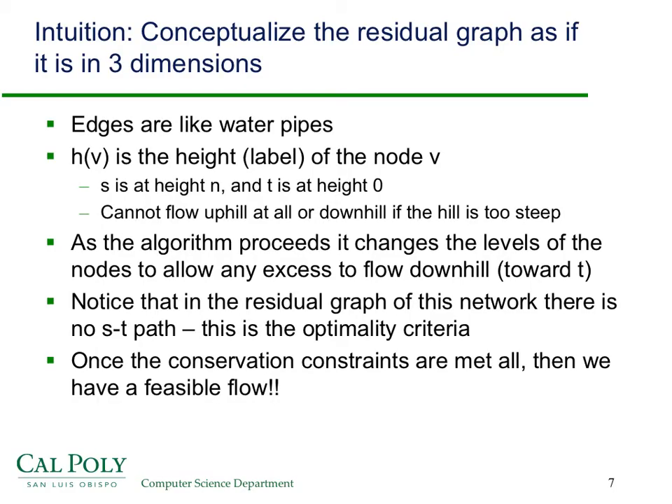Thus, this is the optimality criterion that we're going to have in place throughout the execution of the algorithm. And once the conservation constraints are all met, then we have a feasible flow, and since there's still no ST path, that means that we've got the maximum flow.